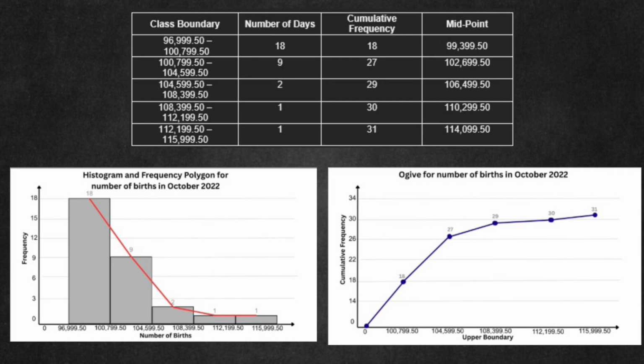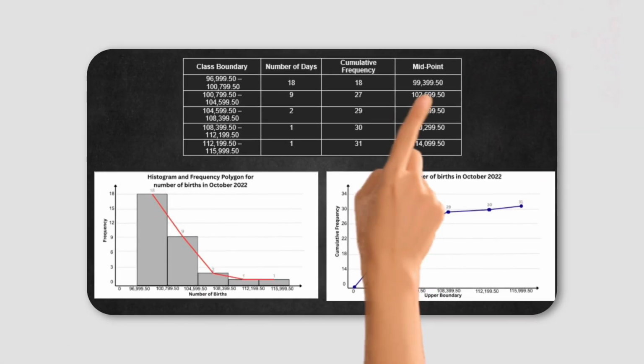A frequency polygon connects the midpoints of each class interval and helps to highlight trends and patterns in the data more clearly. Finally, the Ogive graph uses cumulative frequency plotted against the upper class boundaries of each interval. As shown on the graph, the cumulative frequency reaches 31, which represents the total number of days in the dataset. This graph is useful for identifying the median, quartiles, and other cumulative measures.